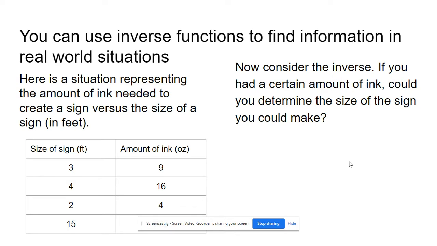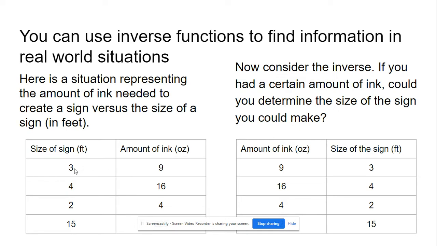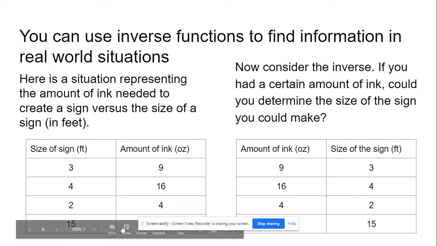Pause for a moment and think about what your table may look like if you knew the amount of ink and wanted to determine the size of the sign you could make. Hopefully, your table will look something like this. Notice that the numbers here, 3 and 9, for size of sign and amount of ink, are simply reversed. Amount of ink is 9 ounces, size of the sign is 3 feet.